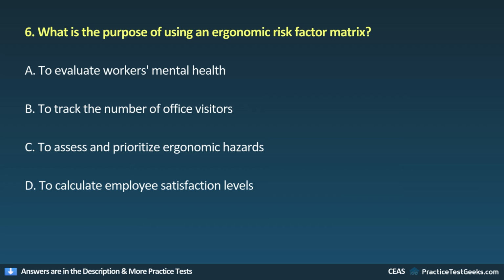6. What is the purpose of using an ergonomic risk factor matrix? A. To evaluate workers' mental health. B. To track the number of office visitors. C. To assess and prioritize ergonomic hazards. D. To calculate employee satisfaction levels.